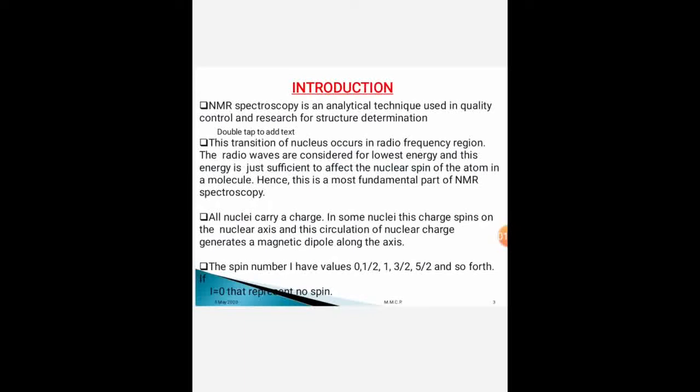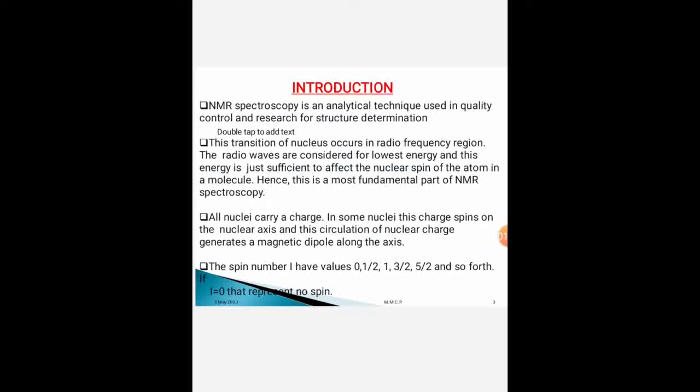The transition of the nucleus occurs in the radio frequency region, and this nucleus excites from the ground state to the excited state by the absorption of radio frequency radiation. This particular phenomenon is called the flipping of the nucleus. The energy of the radio frequency region is minimum in the electromagnetic spectrum, but this minimum energy is useful for the transition of the nucleus from the ground state to the excited state. This is the most fundamental part of NMR spectroscopy.